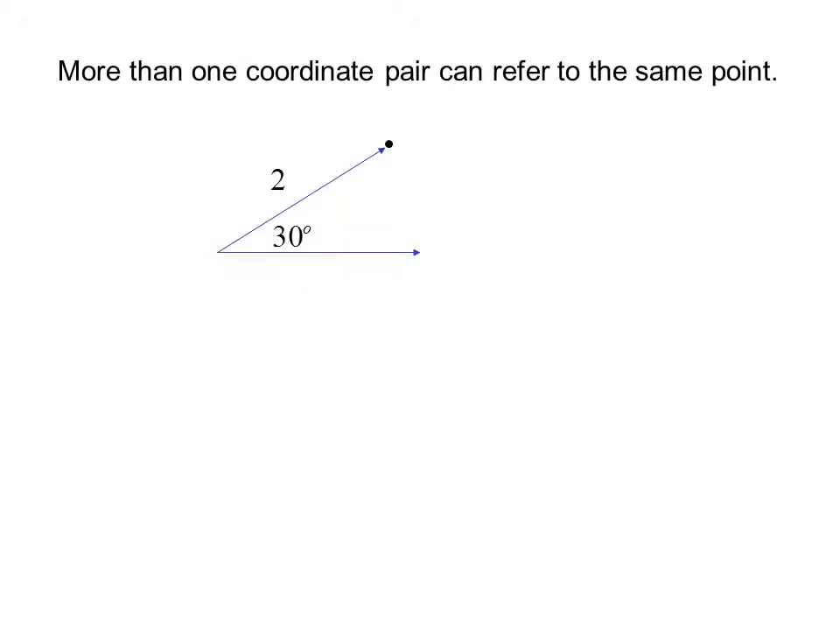More than one coordinate pair can refer to the same point. This illustrates (2, 30 degrees), but it could also be (-2, 210 degrees).